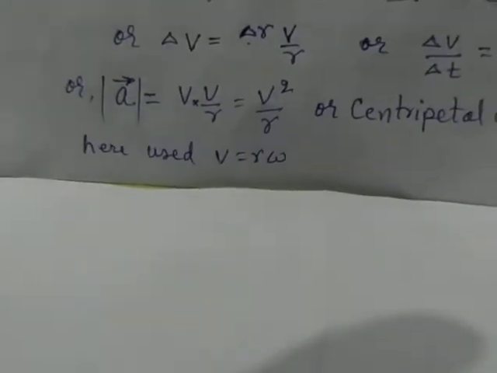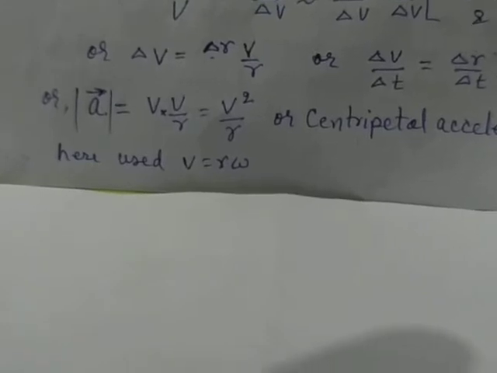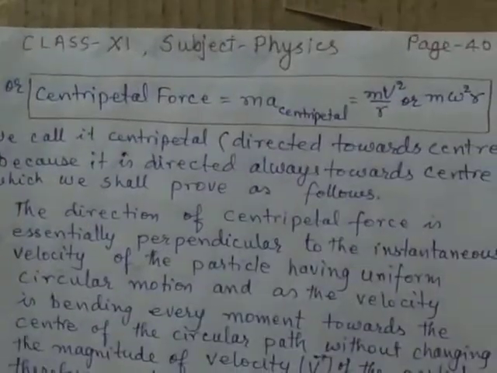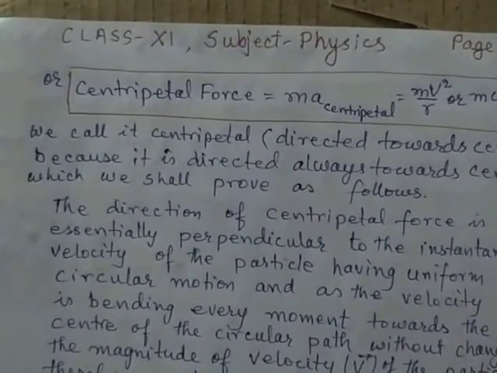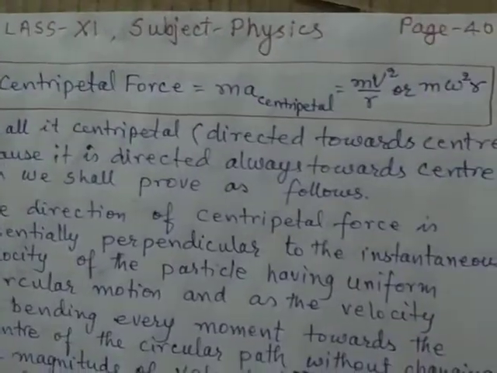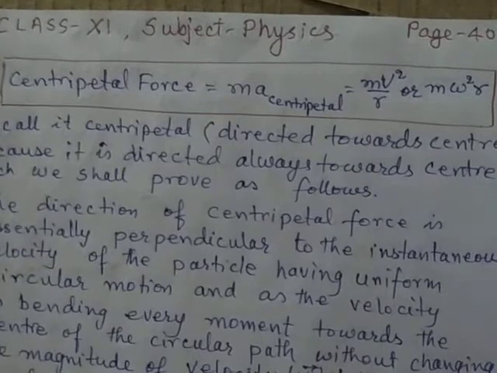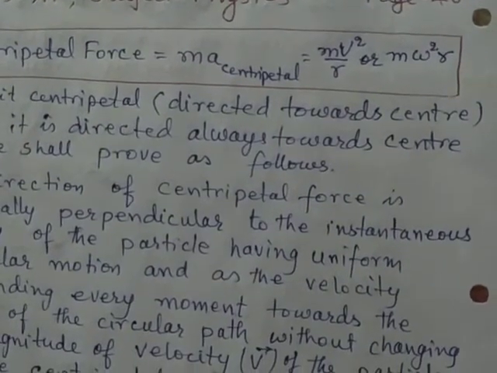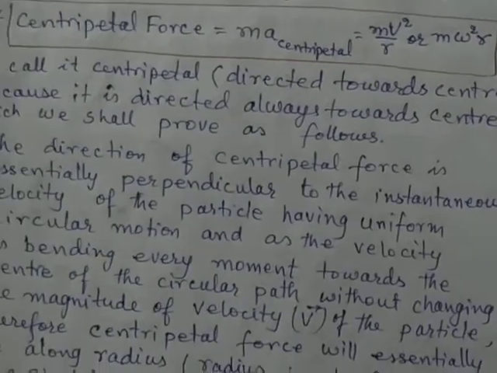So this is the acceleration, and we call it centripetal acceleration because it is always directed towards the center, and we shall be proving it very shortly. Now since acceleration is known to us, we can also find the centripetal force, which is force equal to mass into acceleration, and that becomes m V square by r or m omega square r, where m is the mass of the body.